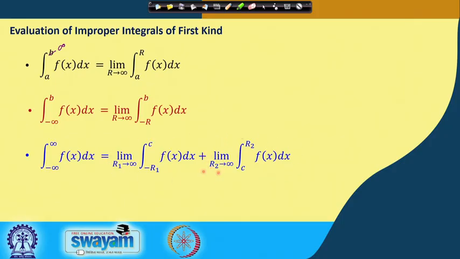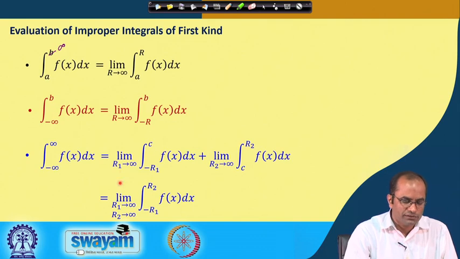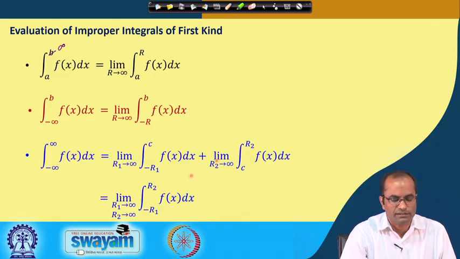So, again we have this integral from minus infinity to plus infinity, and if these limits on the right hand side exist, then we call this integral convergent, otherwise this is a divergent integral, or the integral does not exist. Or we can combine these two, like the limit r1 to infinity, r2 to infinity, and we take the integral from minus r1 to r2 of f(x) dx, this is the same.